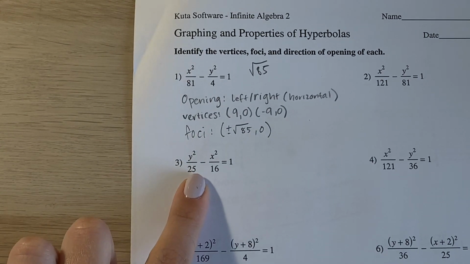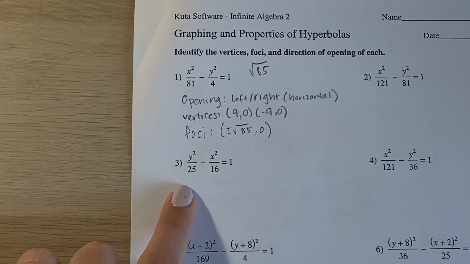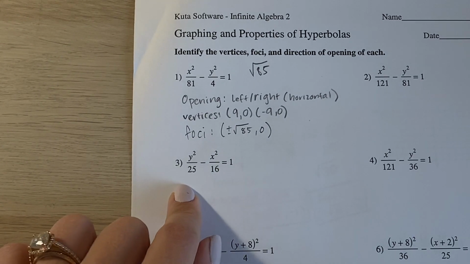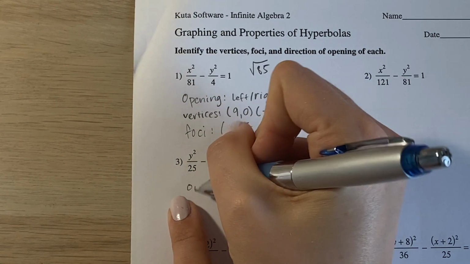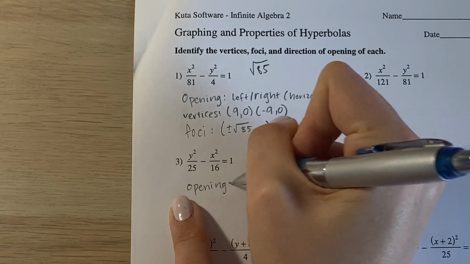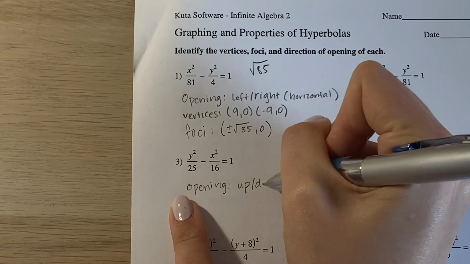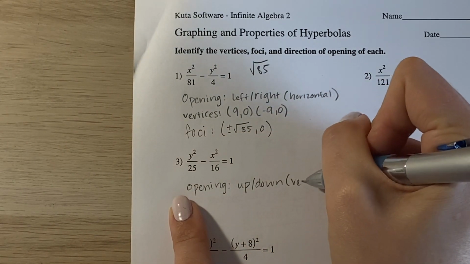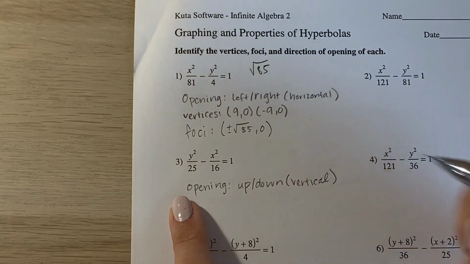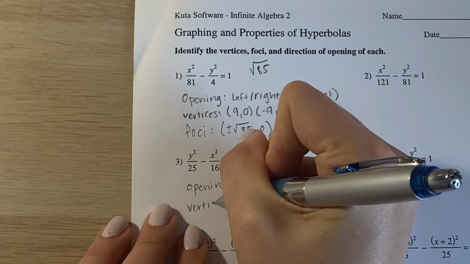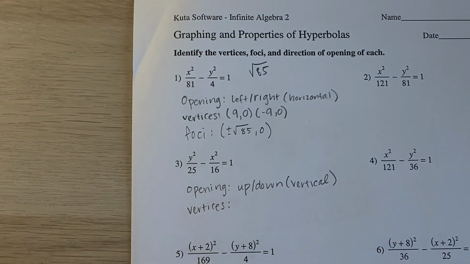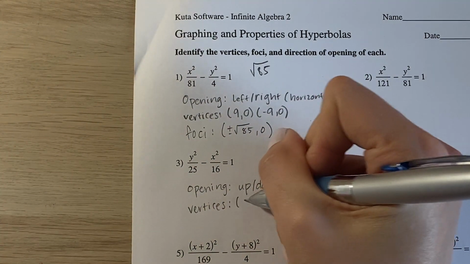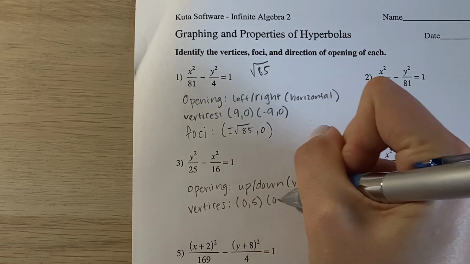All right, one last one, just to take you through one more. So this will have a vertical orientation, and we haven't really looked at any hyperbolas yet with a vertical orientation. So for this one, the opening will be up, down, also known as a vertical orientation. The vertices are in the y direction, so they're going to be y coordinates. So from 0, 0, we're going up and down 5. So 0, 5 and 0, negative 5.